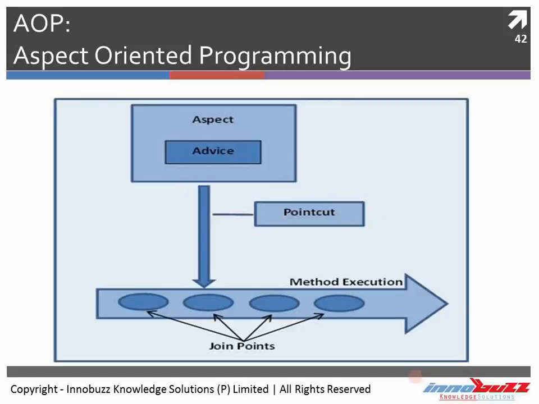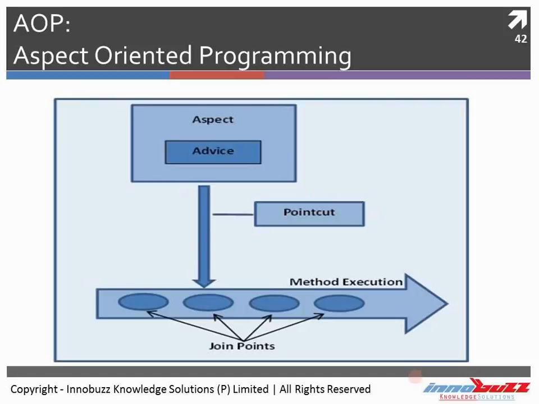Then there is an advice. This is the actual action to be taken either before or after the method execution. So this is the actual piece of code that is invoked during the program execution by the Spring AOP framework. And then there is a point cut. This is a set of one or more join points, where an advice should be executed. So you can specify the point cuts using expressions or patterns as well, which we will see in AOP examples.